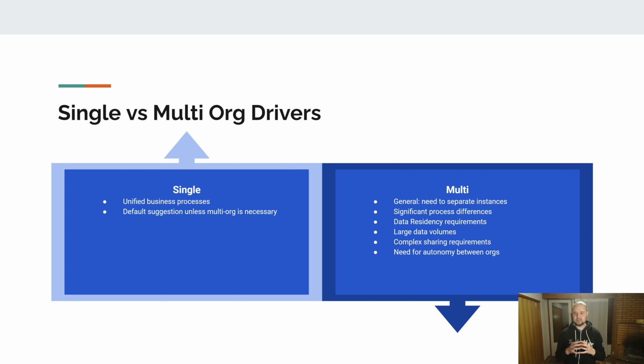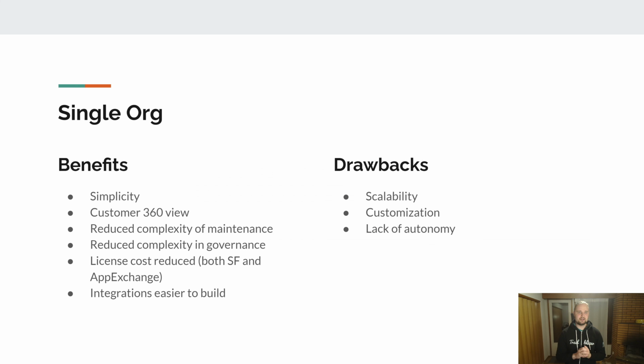So when we talk about a single org, some of the benefits and drawbacks of a single org is it's very simple. We have just one org that we need to manage. We have one very simple DevOps process that we need to manage. It really allows us to have a customer 360 view. We can see all the data related to our customers because in multi-org then we can't really necessarily get that as easily because the customer might exist in multiple Salesforce orgs.